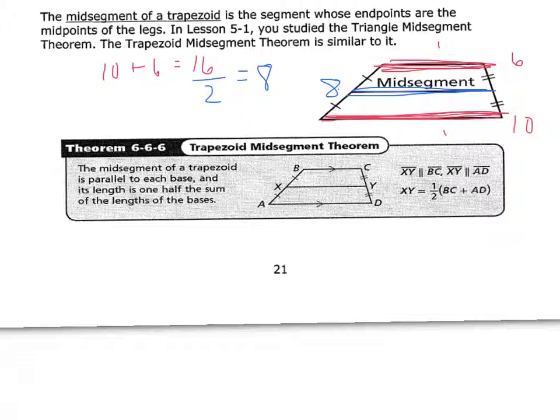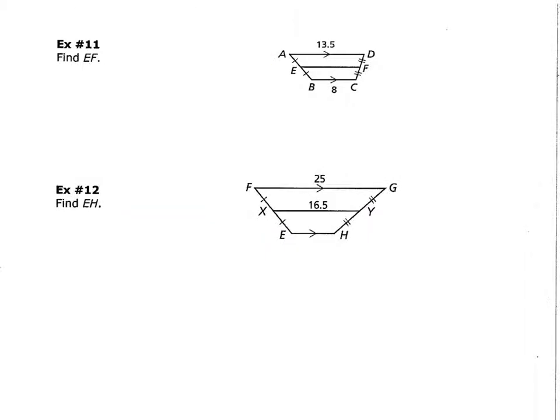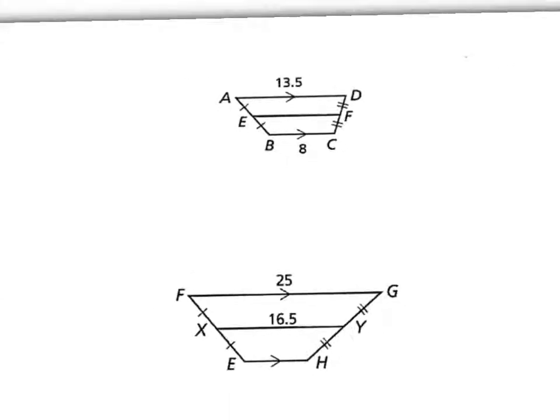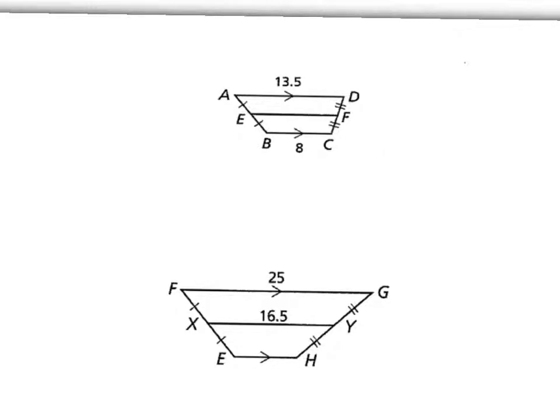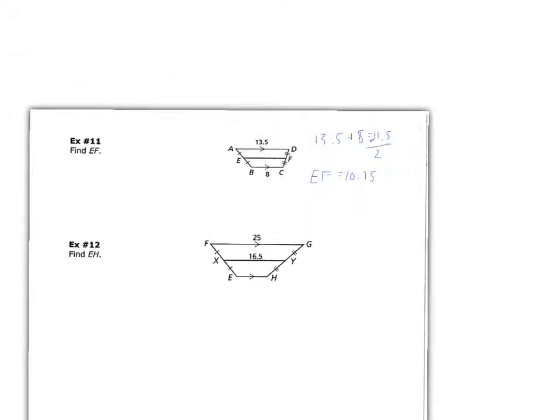So let's do one problem regarding that. If on the top we have 13.5 and on the bottom we have 8, we can add those together and get 21.5. Then to find the middle we have to divide it by 2, and you get EF as being 10.75. I'm going to let you work on the bottom one a little bit, and hopefully this covers it all. See ya.